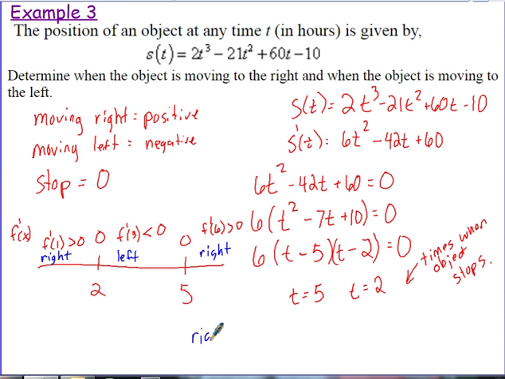Look, it's moving right when. There are two ways, because you can put it in either interval notation or inequality. I prefer interval notation. Does everybody understand when I say interval? It's with the brackets and the parentheses. So from where to where is it moving to the right? From 0 to 2.